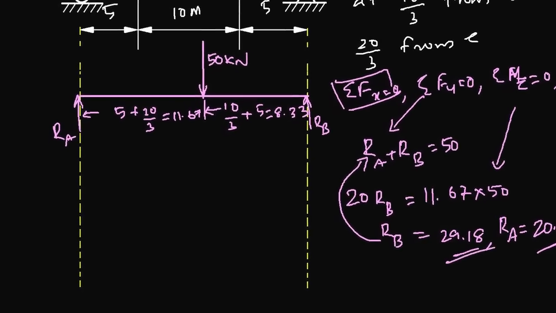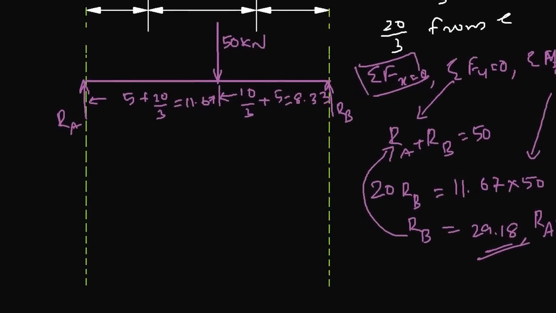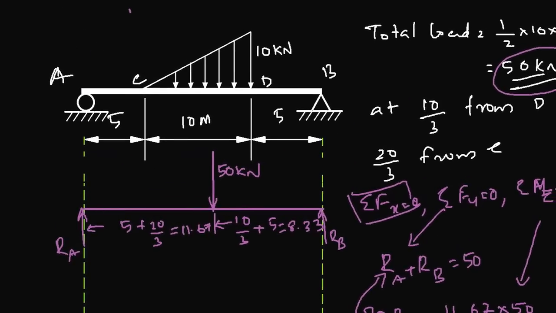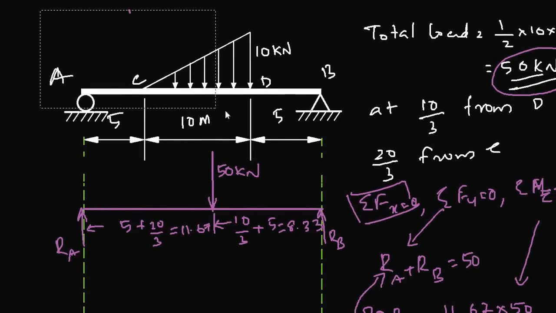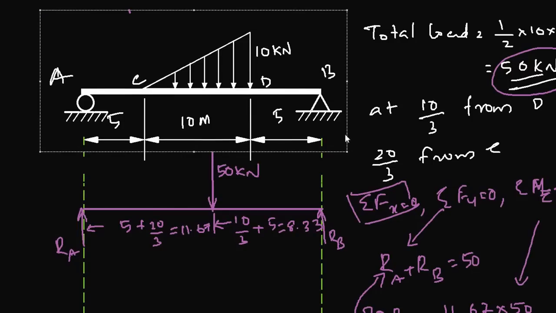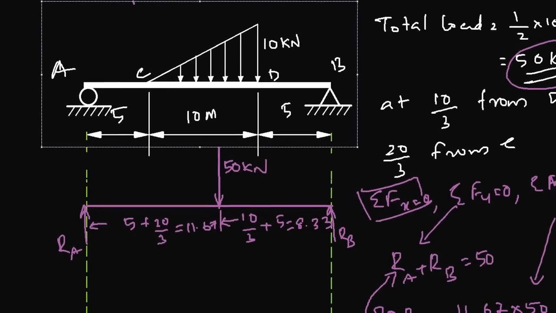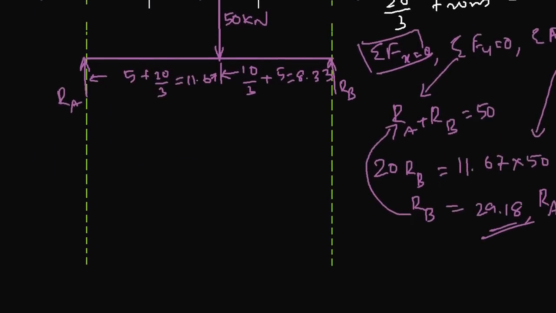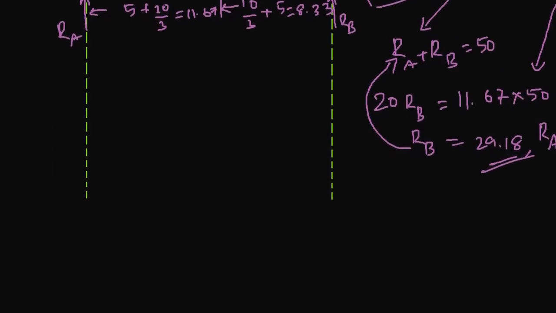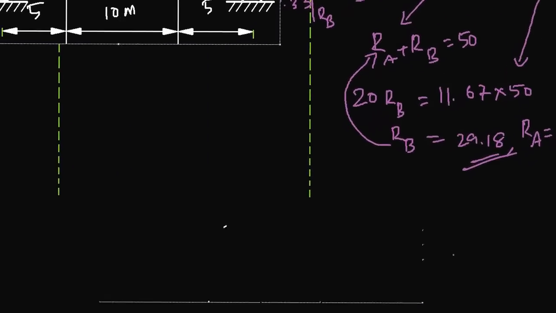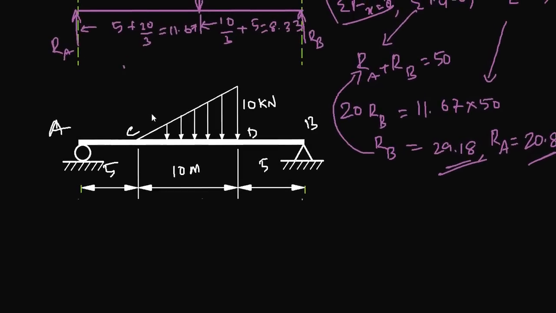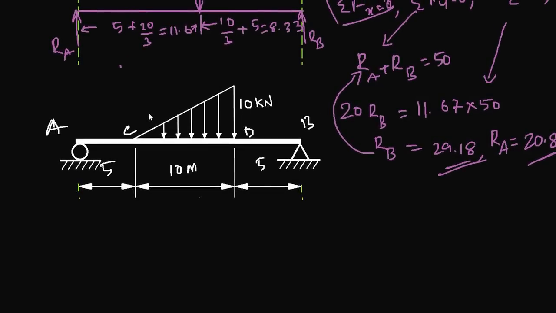So you have RA and RB. Now you can use your original diagram to calculate. I'm just copying this diagram to the portion below, so it will be visible when I do the calculations. So you can use this for further analysis.